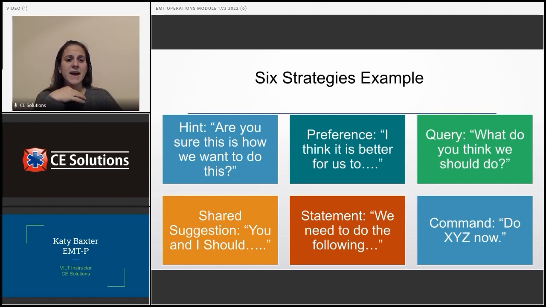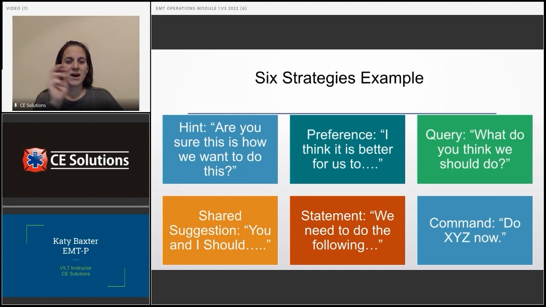There's a preference. I think it's better for us too, XYZ. I do like that. It's kind, but it does show that this might be a better way. And most leaders will say, absolutely. However, it needs to get done and get done correctly. IV placement: I don't care what size. I don't care where. Just get it done. Don't ask me. You can do it.